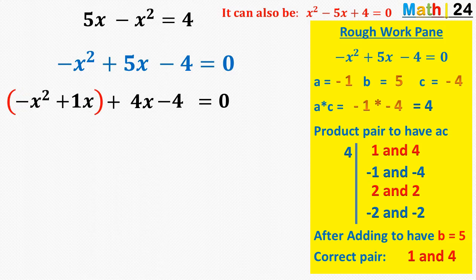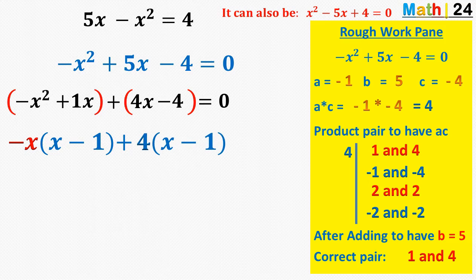equals 0. And grouping, we have the first group. We have the highest common factor to be minus x. Now minus x squared divided by minus x equals x, and plus 1x divided by minus x equals minus 1. We bring down the plus sign. The second group, the highest common factor is 4. We bring it out of the brackets, and plus 4x divided by plus 4 gives us x, and minus 4 divided by plus 4 gives us minus 1. All of that equals 0.